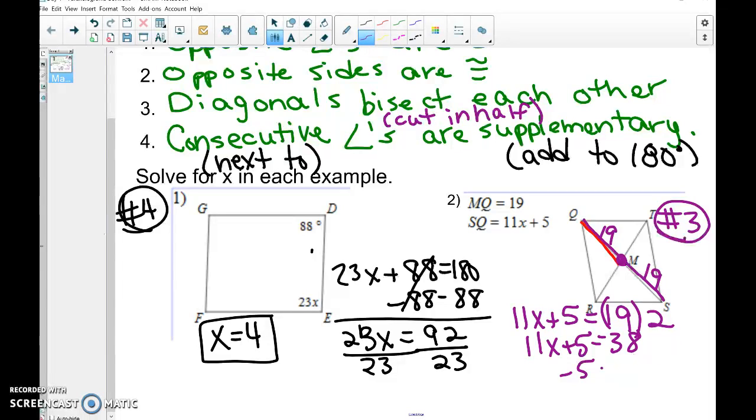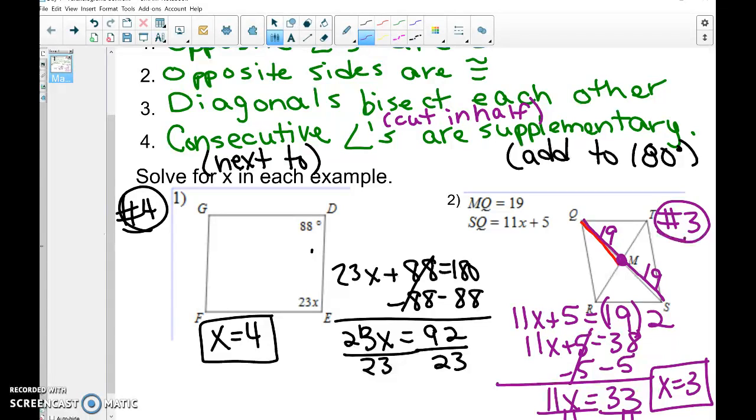I want to get x by itself, so subtract 5. And I have 11x equals 33. Divide both sides by 11. Sorry, it's getting a little cramped in there. And I have x equals 3.